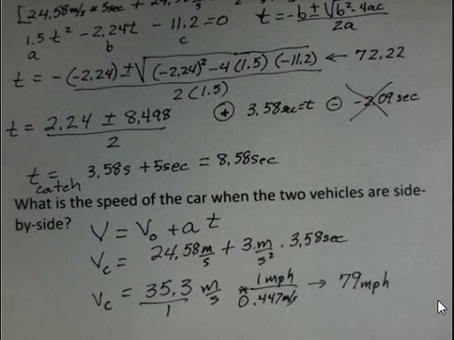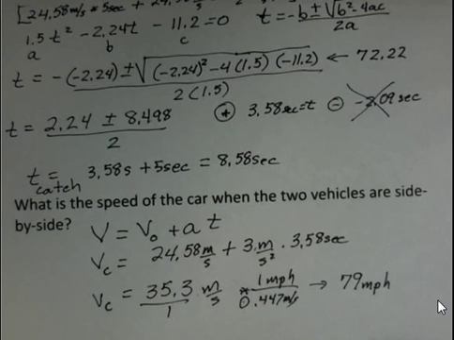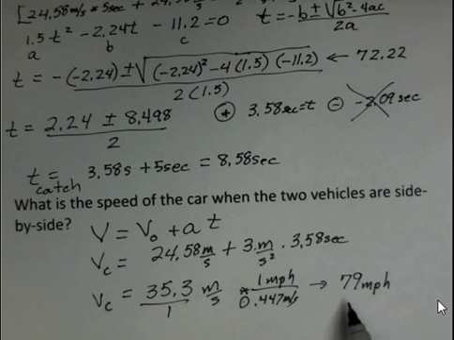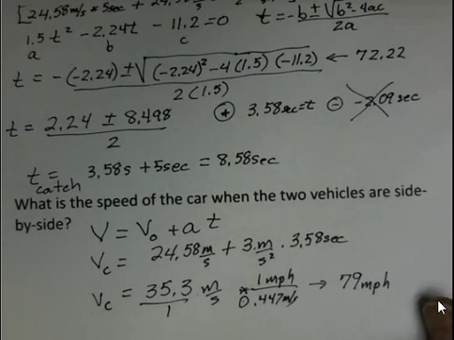Is that reasonable? The truck was moving at 60. The car started at 55, but the car was traveling at a constant speed. It didn't start catching up right away. So in the last segment of the motion, it has to go quite a bit faster to catch up with the truck. And 79 miles an hour.